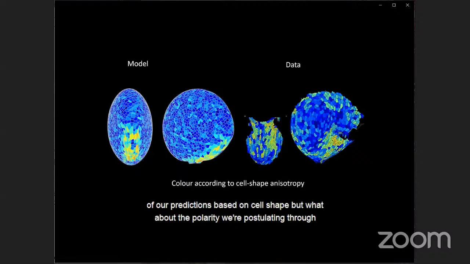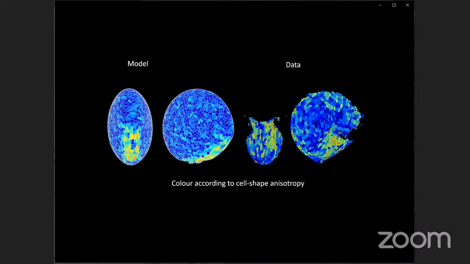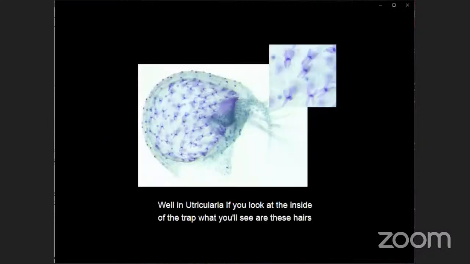But what about the polarity? We're postulating there are these hidden arrows, these orientations within the tissue. Is there any evidence that that's the case? Well, in Utricularia, if you look at the inside of the trap, what you'll see are these hairs all lining the inside of the trap, the internal cavity.